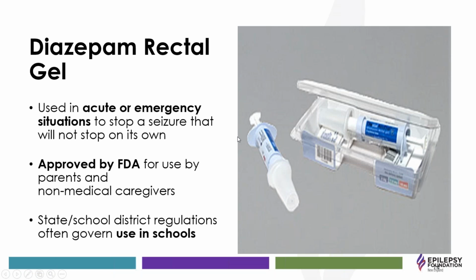If there's a child whose tonic-clonic seizure is over 5 minutes, this Diastat is going to stop that seizure in between 2 minutes and 15 minutes. It's going to stop it and hopefully prevent a dangerous situation of status epilepticus and interrupt that seizure.